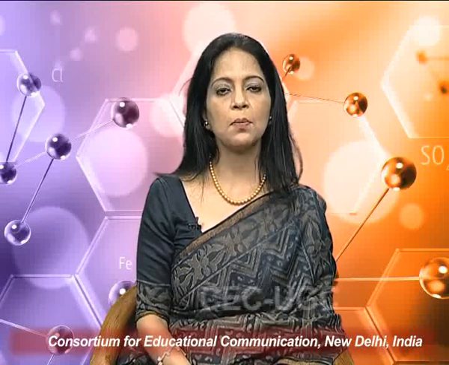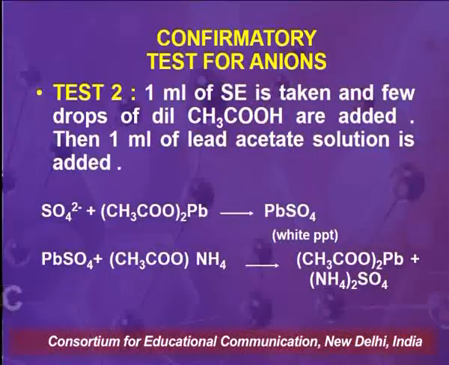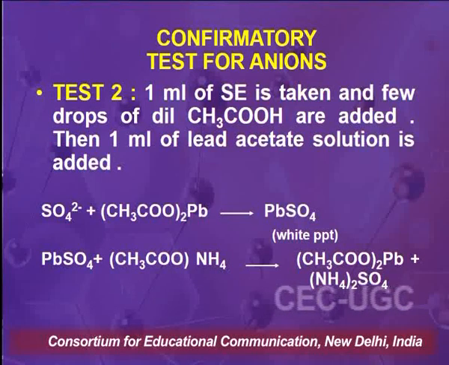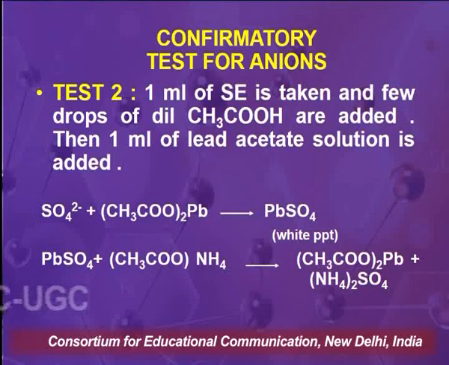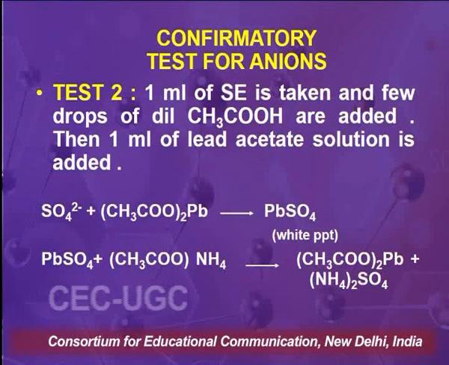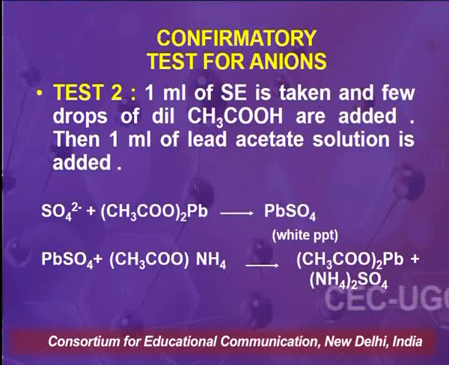Another test which can be performed for the confirmation of sulfate ions in the mixture is this: 1 ml of the soda extract is taken, and to this a few drops of dilute acetic acid are added, and after that 1 ml of lead acetate solution is added. Again, for neutralization, as you can see, dilute acetic acid is added because it contains the ion in common to the precipitating agent which we are adding afterwards, which is lead acetate.